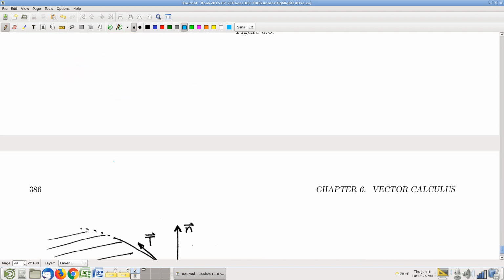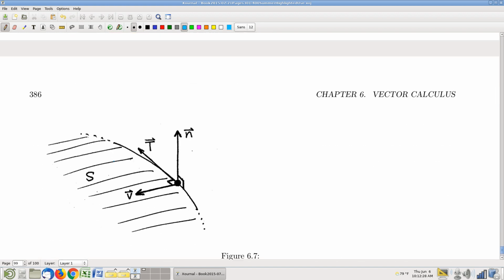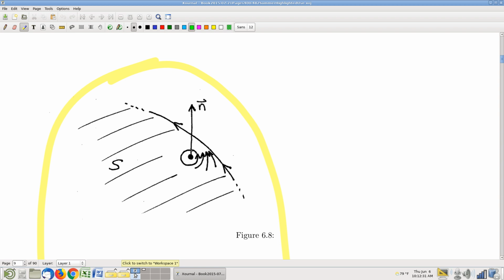All right. Here's where the pictures start to get harder to draw. Let's talk now about a surface. You'll notice here I have drawn a surface.